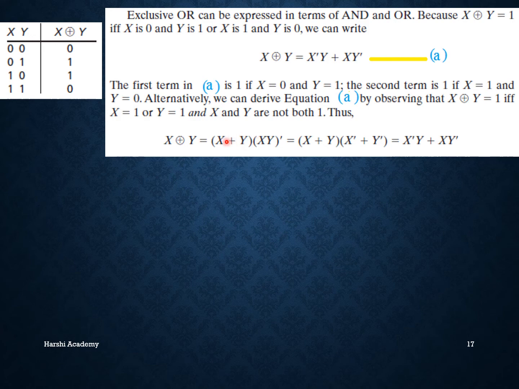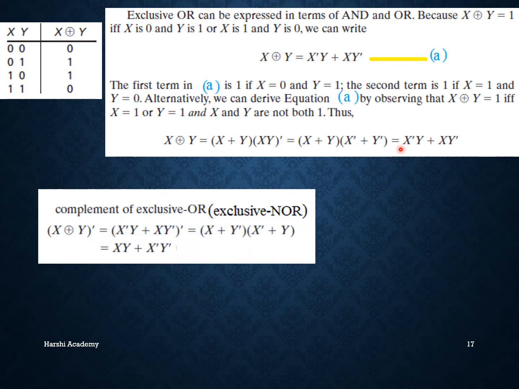Then, using De Morgan's law, we can convert this to this. Then we can multiply, x dot x bar equal to 0. Then x y bar. Then y x bar. Then y dot y bar equal to 0. Now we come to this answer.